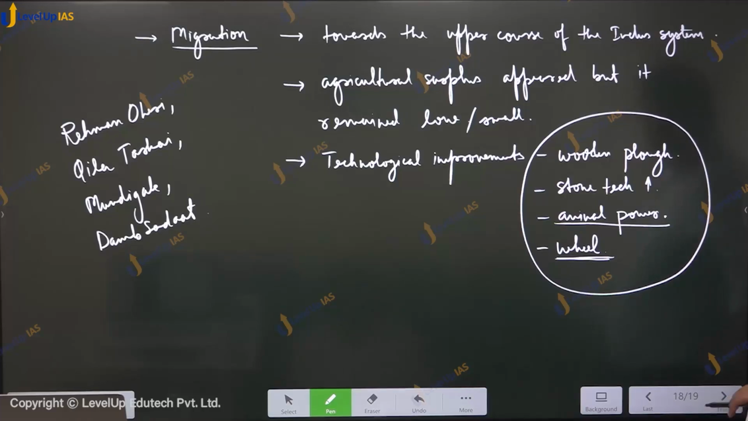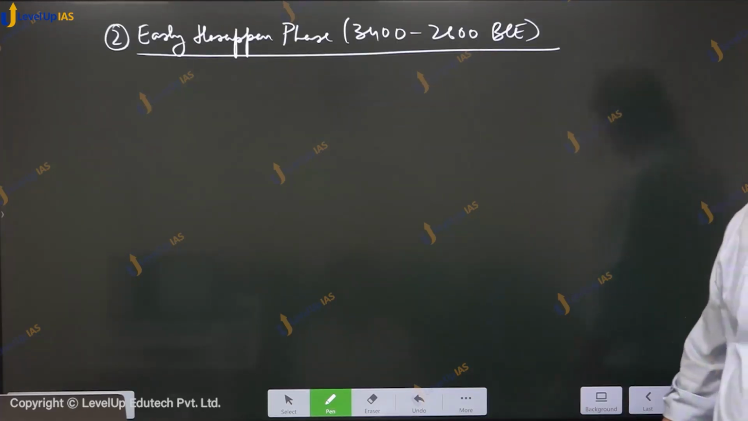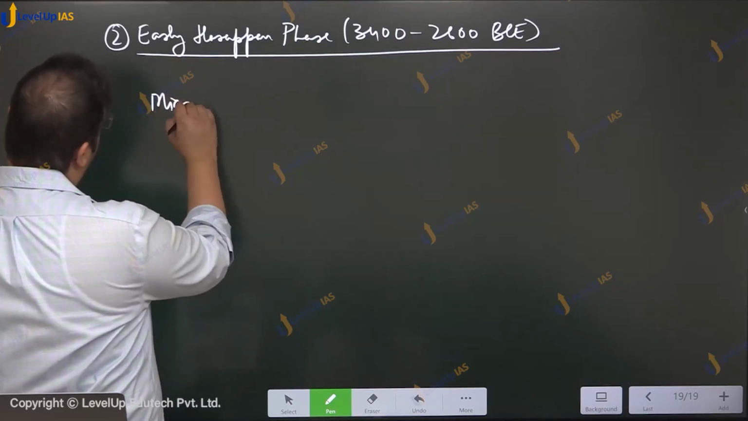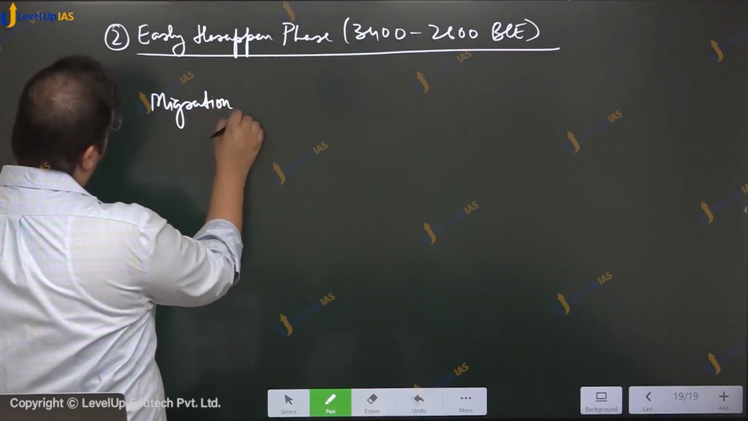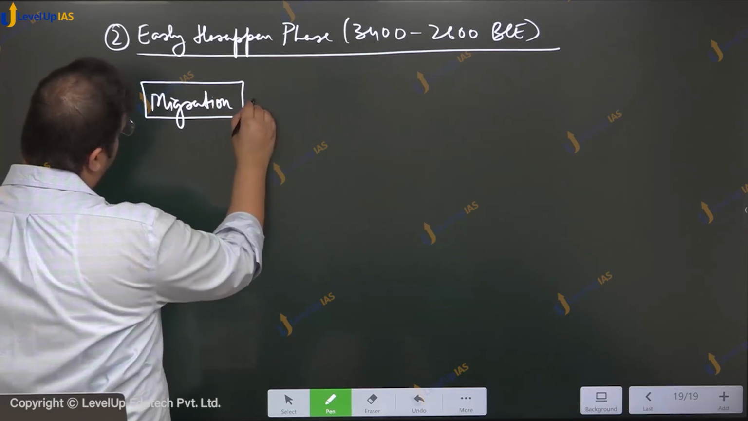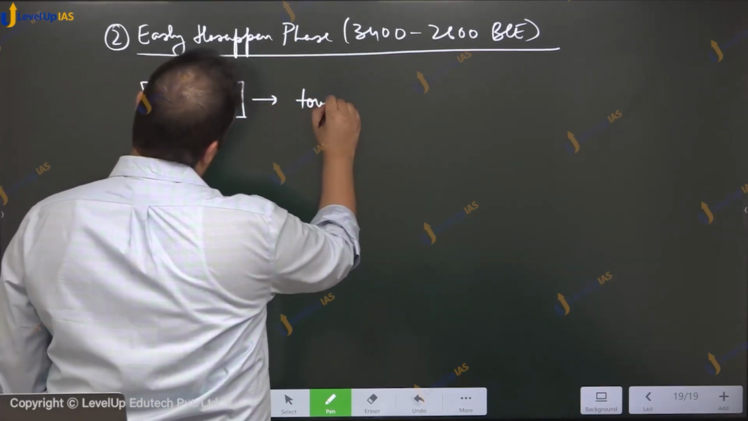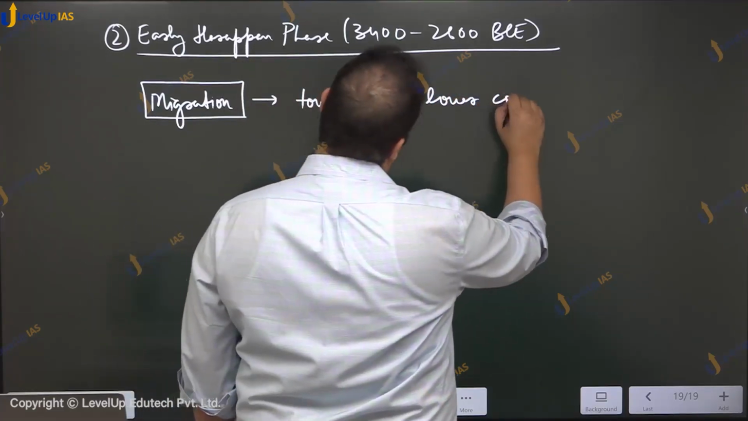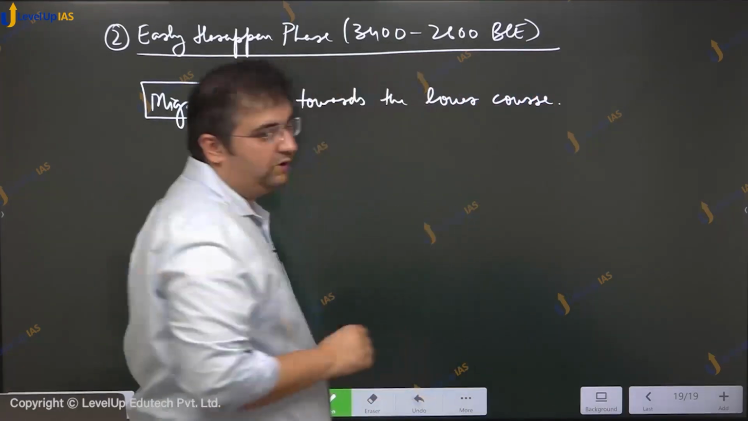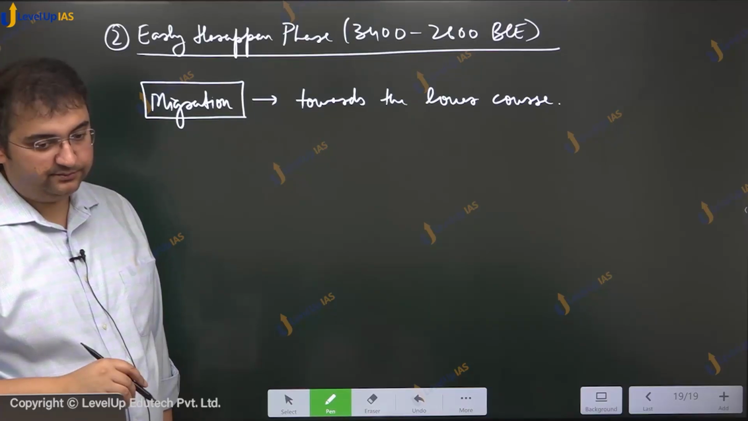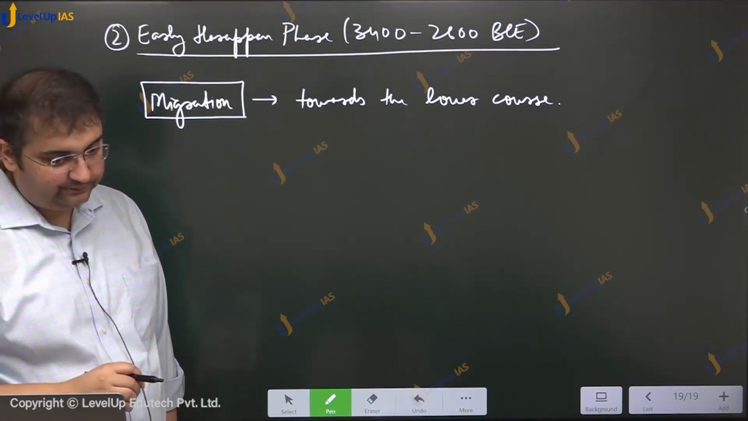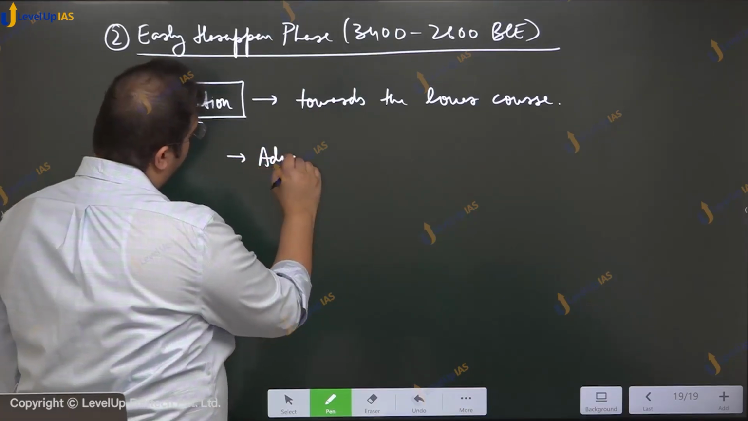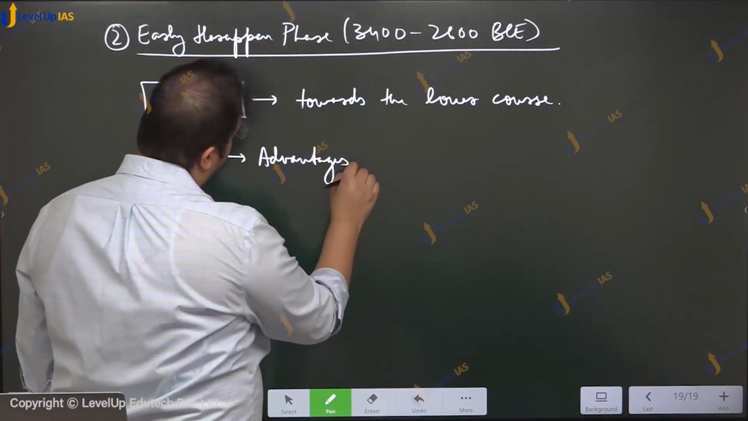Next stage of evolution is going to follow another major migration. Migration from the upper course of the Indus River system to the lower course of the Indus River system. Clear? यहाँ पे कई advantages थे. क्या?